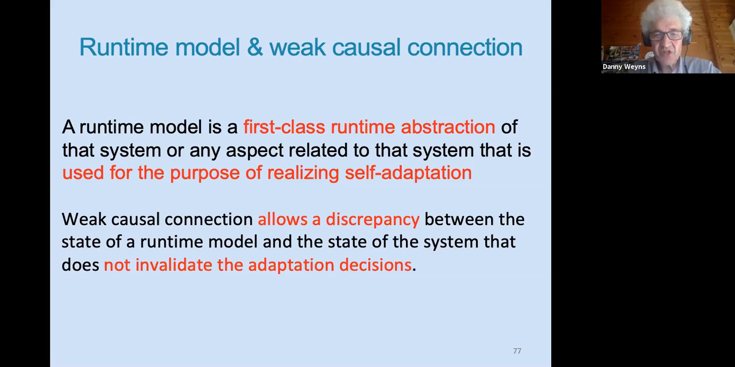Now, a runtime abstraction of a system or a part of it needs to be consistent with what's going on in the world, either in the system or the environment. Initially, they wanted to say that these runtime models need to be causally connected with what they represent. But we learned over time that a strong causal connection is in fact not possible. We need to allow some discrepancy between the state of the system and the model, of course in such a way that it will not invalidate the decision. So there might be some noise on the status, there might be a slight delay, but not such that the decision making would be negatively affected.